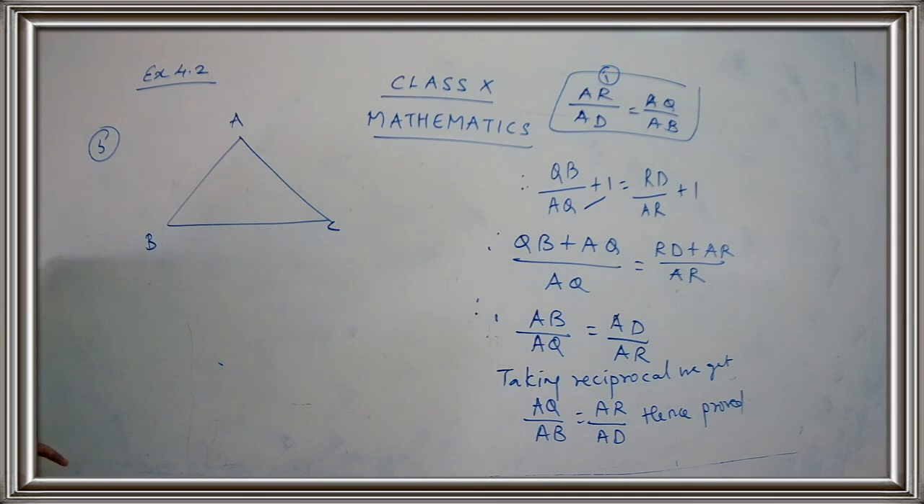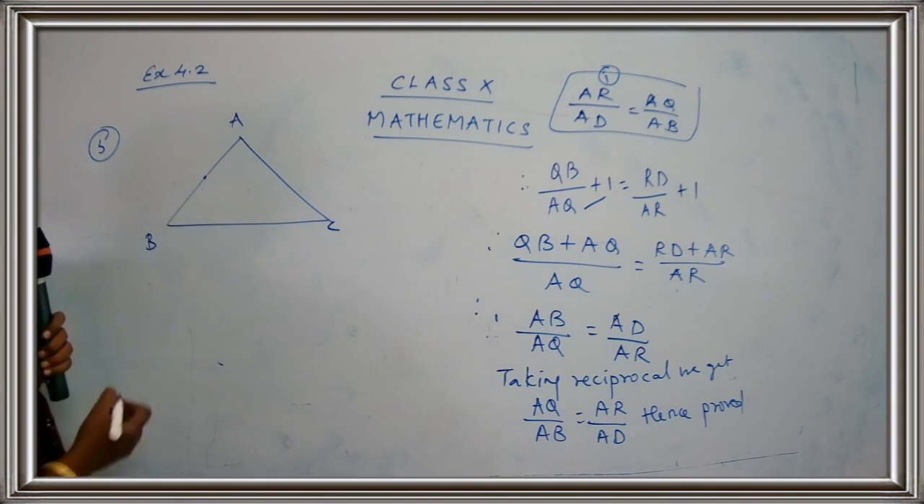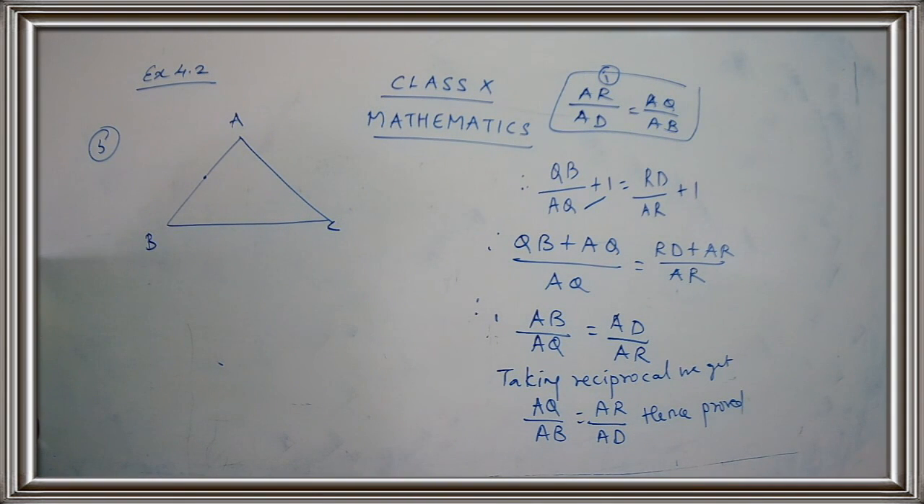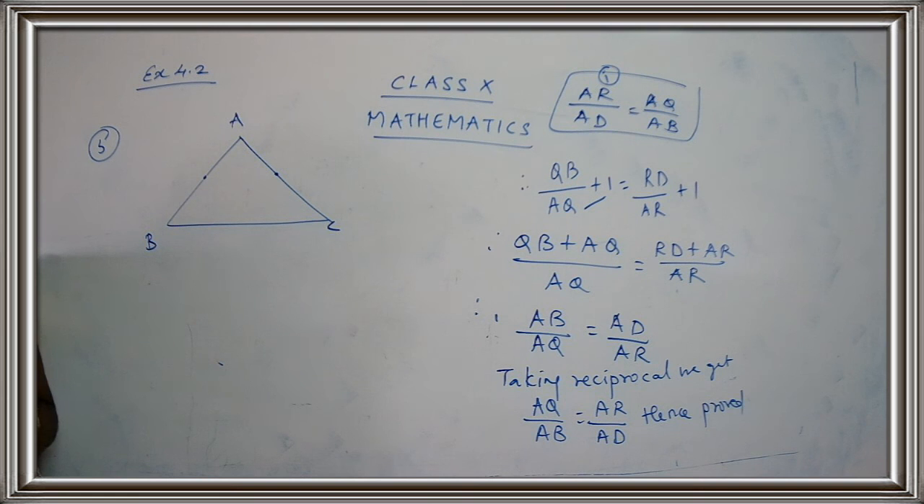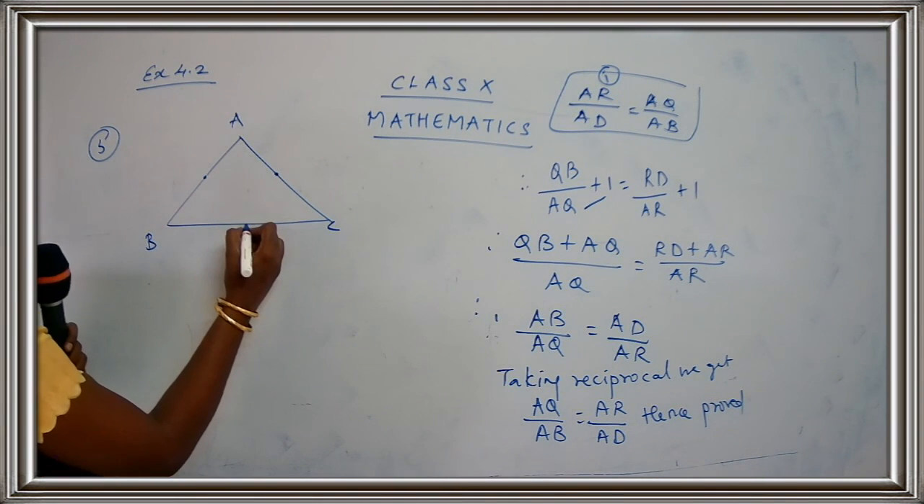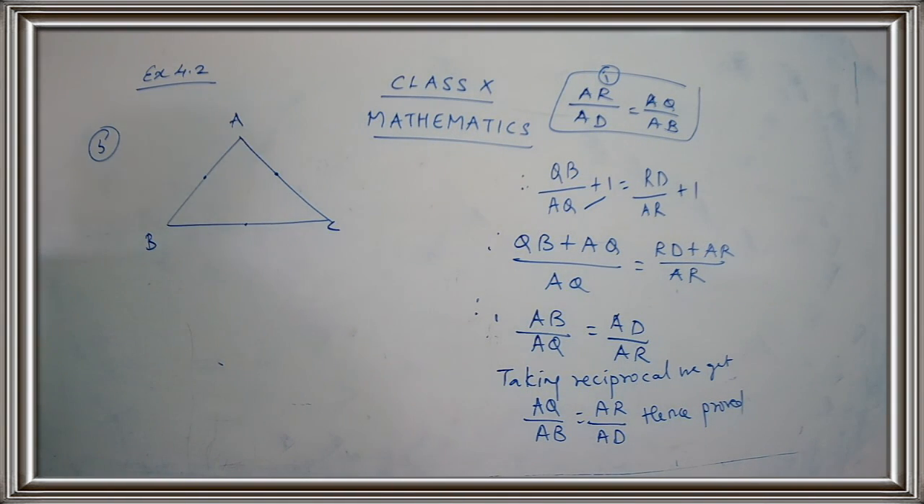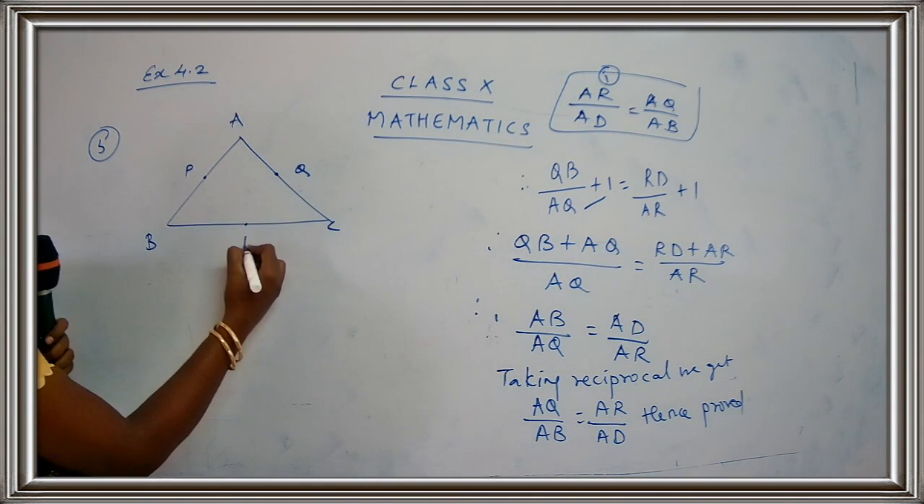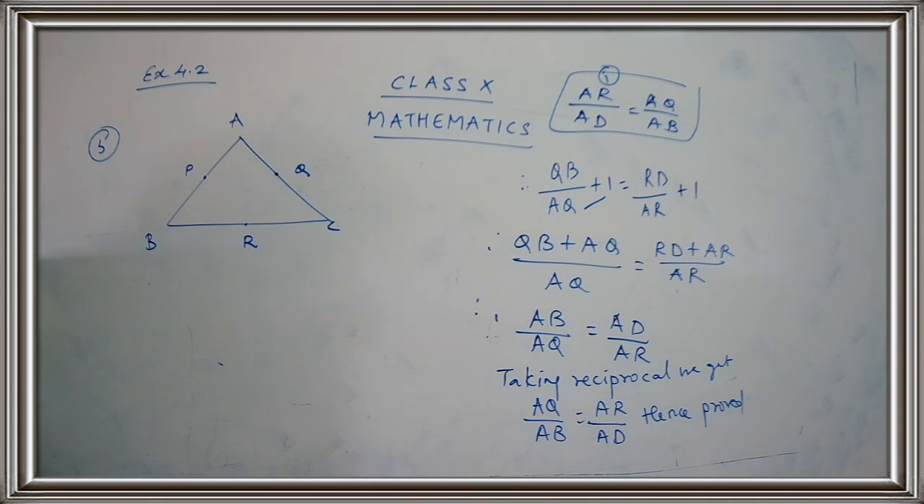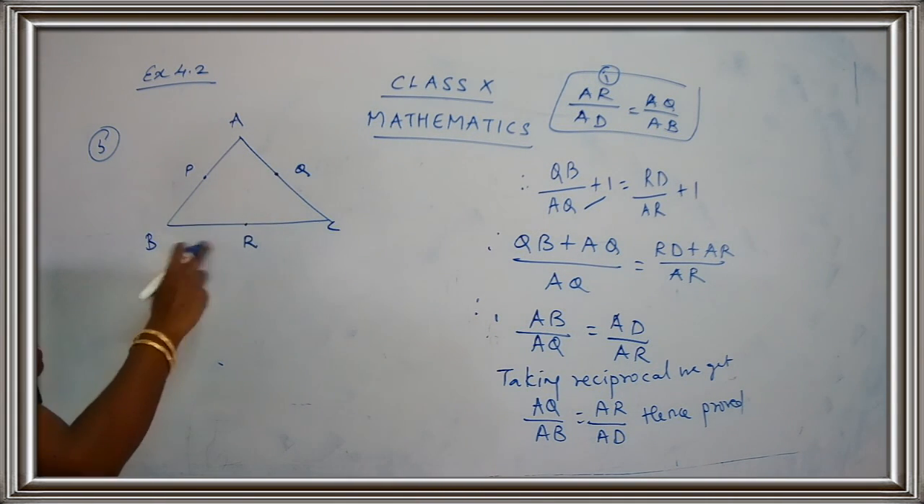P, Q and R lie on AB. That is, P lies on AB. P is somewhere here. Q lies on AC. Then what else is given? R on BC. So just be careful with this thing. So there is R on BC. So here you have P, this is Q and this is R. P lies on AB, Q lies on AC and R lies on BC.